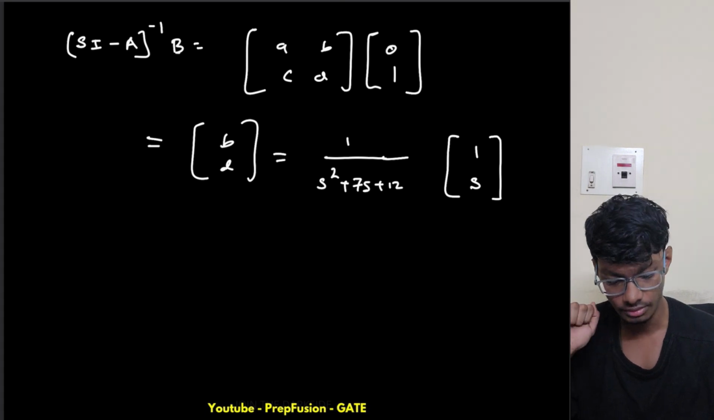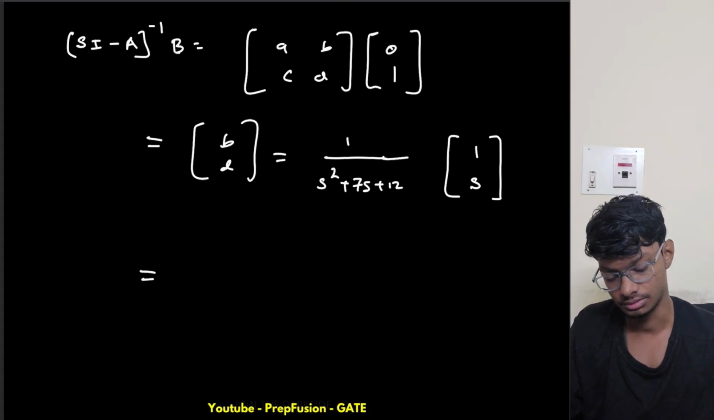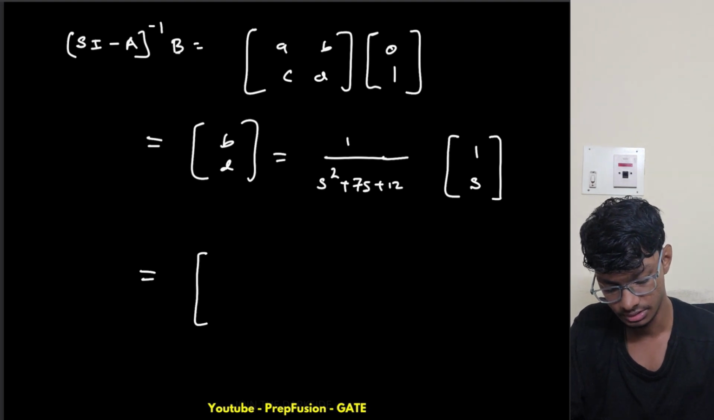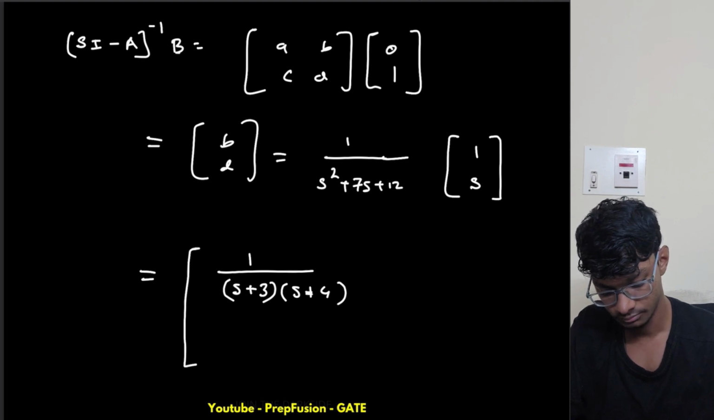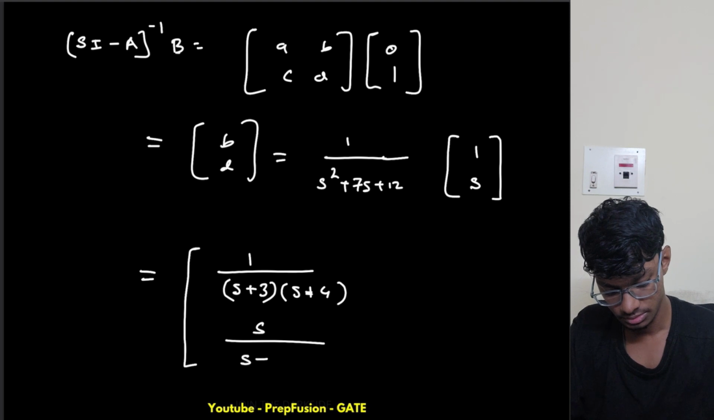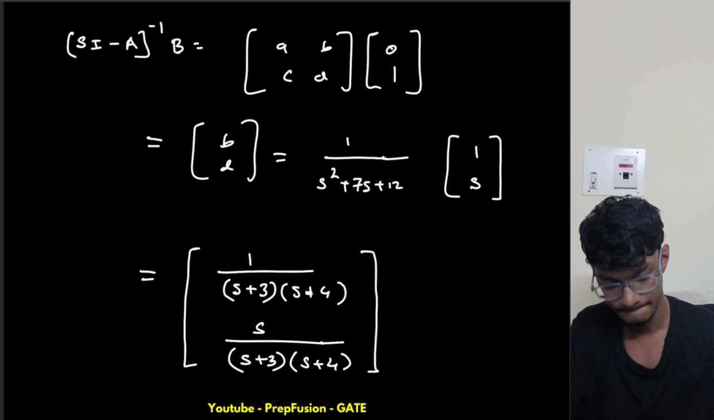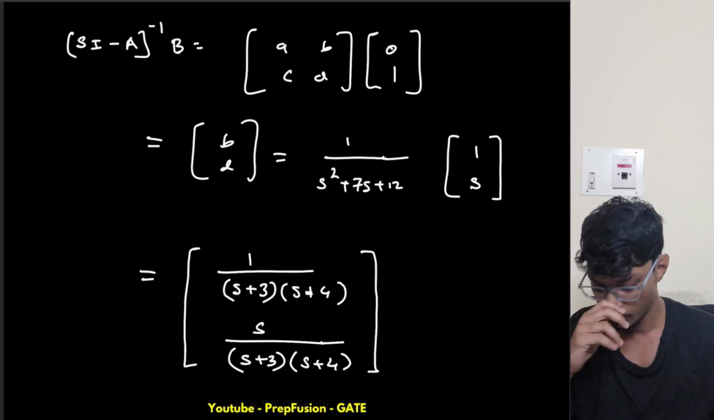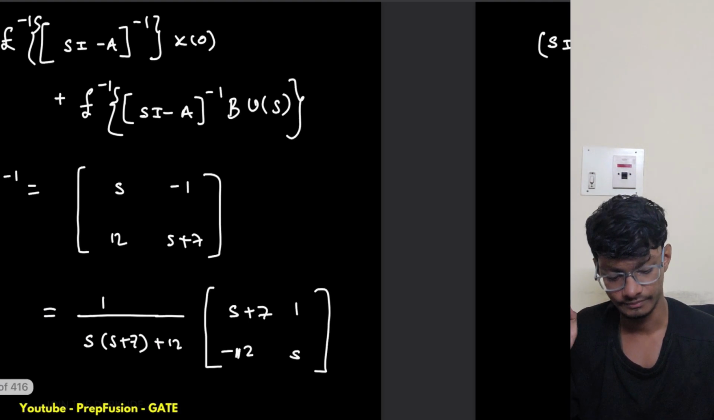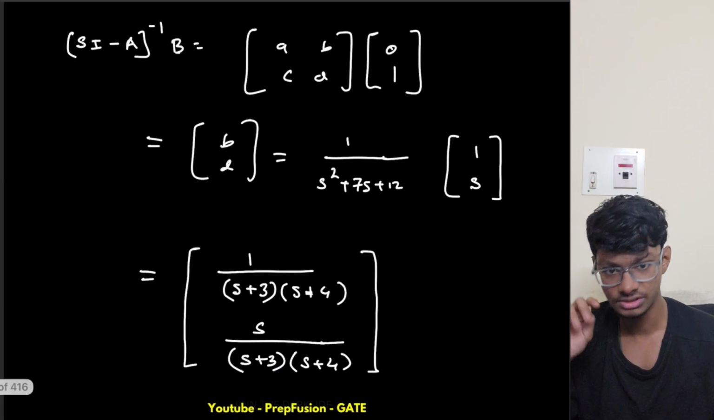Now what I will do is write this here also, and take the Laplace inverse basically. So this becomes 1 over s plus 3 into s plus 4. And what does this become? This becomes s by s plus 3 into s plus 4. So these are my two equations. Now what I have to find is x of t, right? But what is u of s now? U of s is 1 by s only.